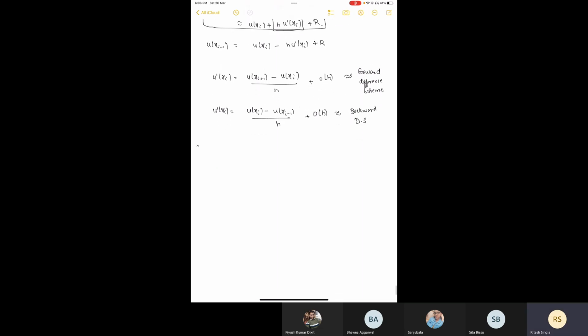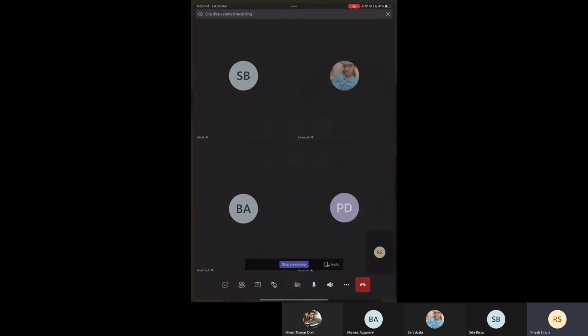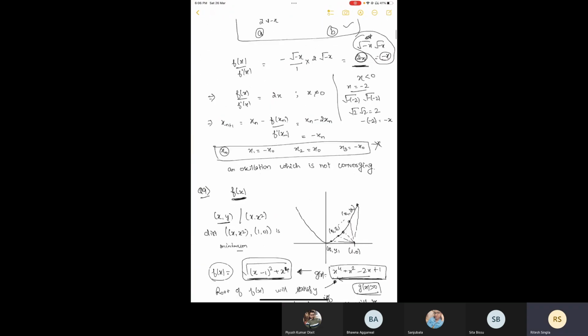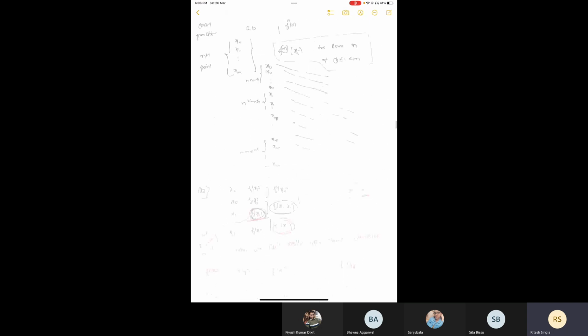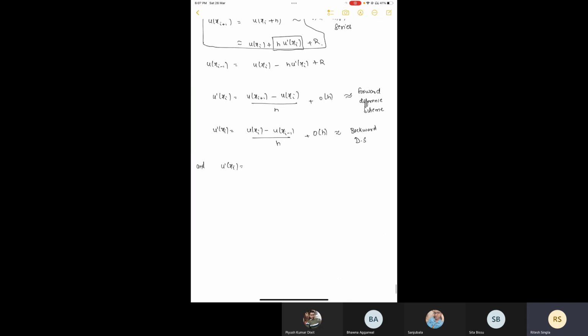And u prime of xi equal to u of xi plus 1 minus u of xi minus 1 upon 2h plus order of h square is the central difference scheme.